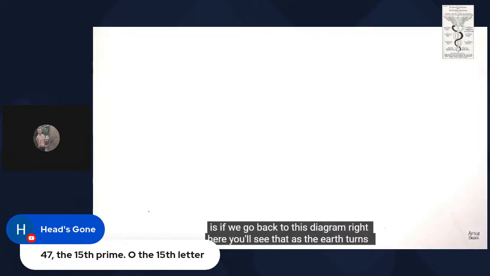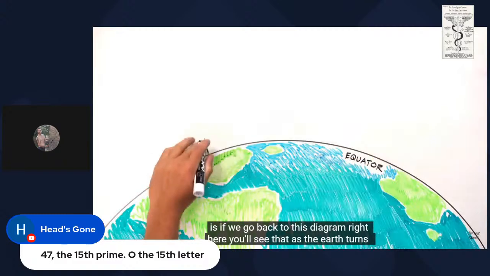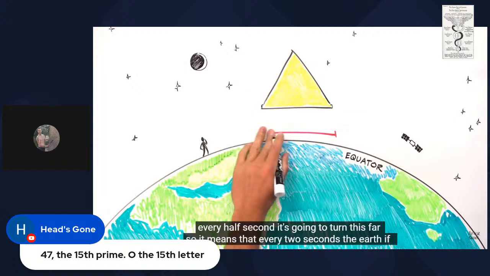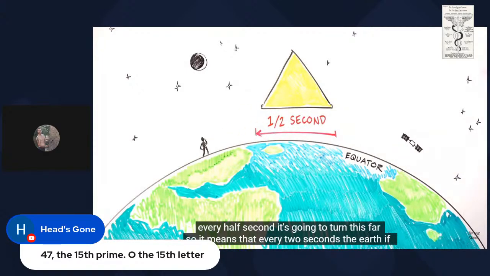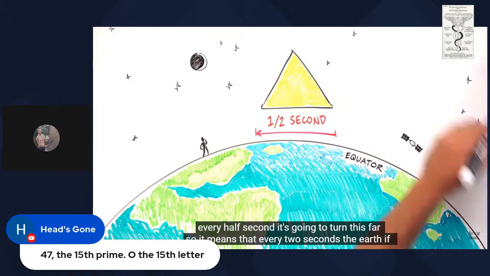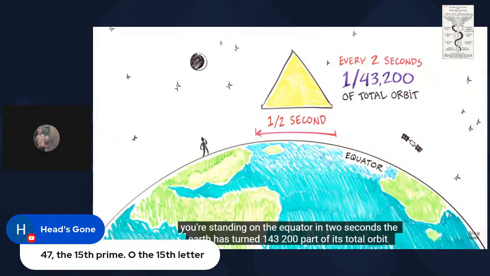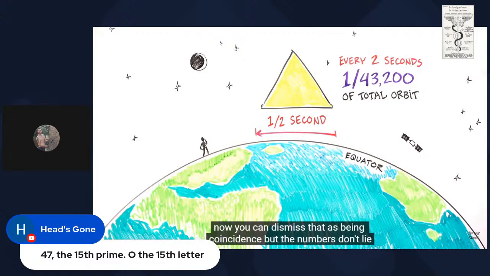And another way to think of it is if we go back to this diagram right here, you'll see that as the Earth turns, every half second, it's going to turn this far. So it means that every 2 seconds, if you're standing on the equator, the Earth has turned 1/43,200th part of its total orbit. So in 2 seconds precisely, the Earth has turned a distance exactly equal to the distance around the base of the Great Pyramid. Now, you can dismiss that as being coincidence, but the numbers don't lie.